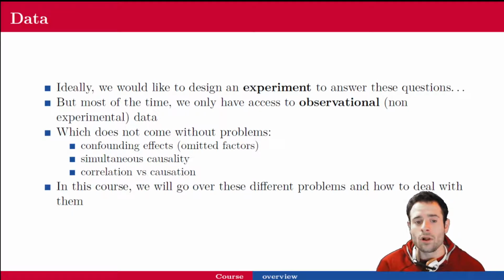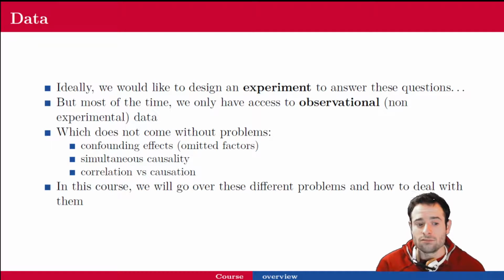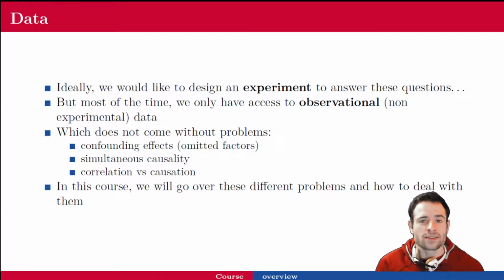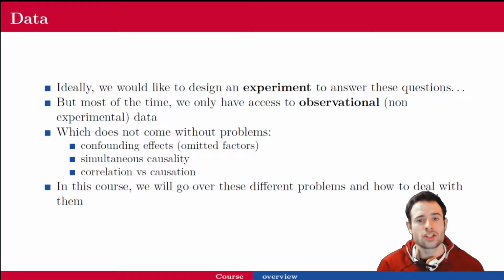There could be what we call confounding effects, and I will talk about this later in the semester, simultaneous causality, or there could be the traditional problem of correlation versus causation. We could interpret something as a causation effect, this variable affects this, where in fact it's only a correlation. So in this course, we will go over these different problems and how to deal with them.